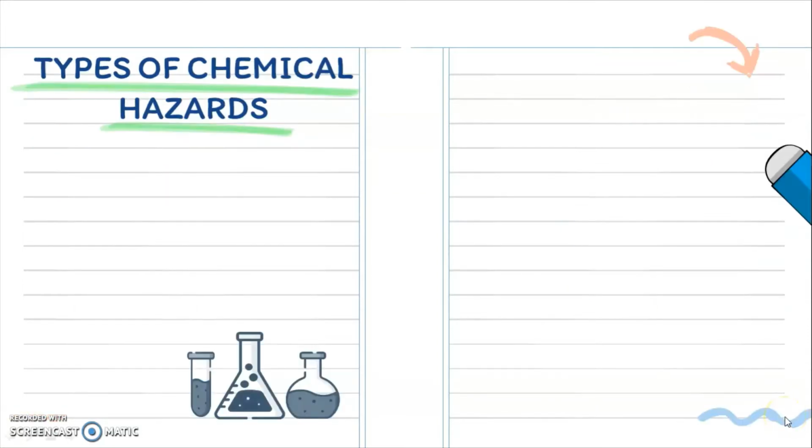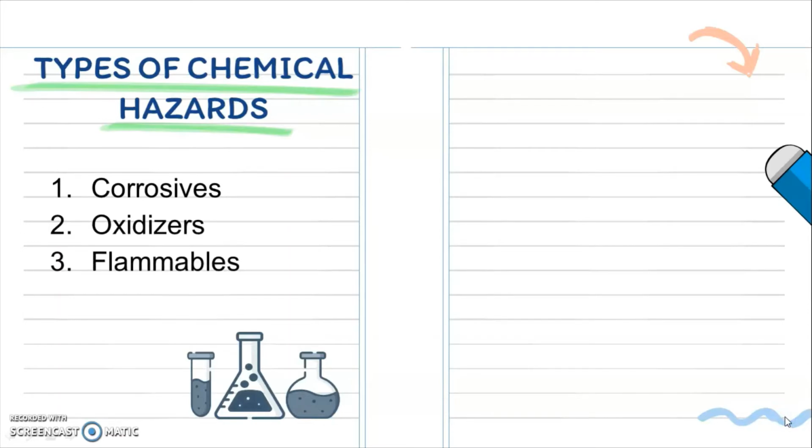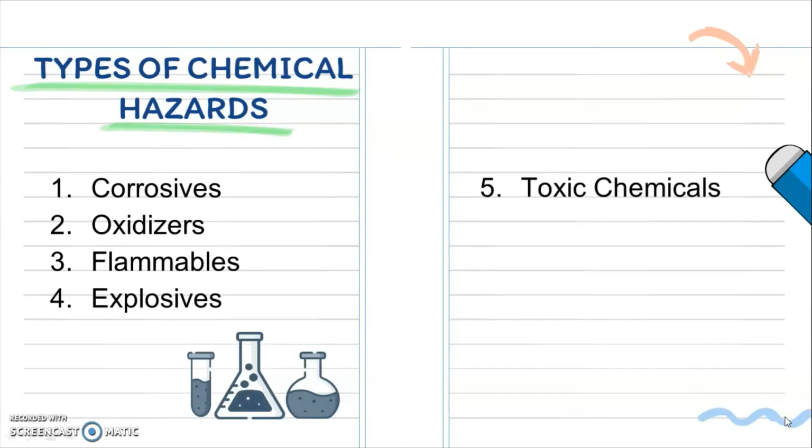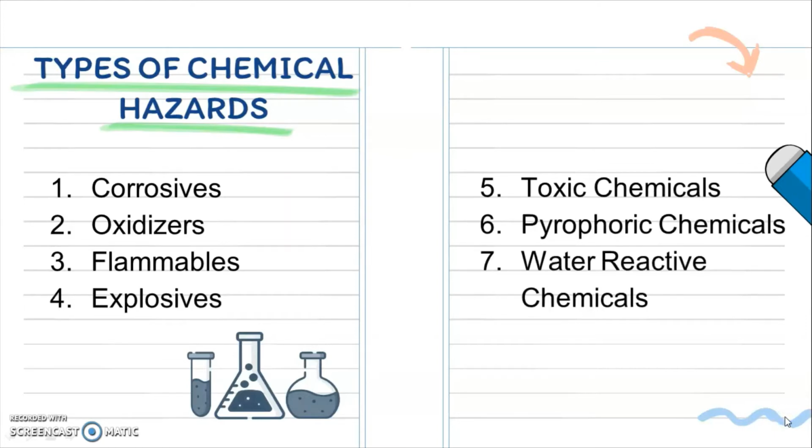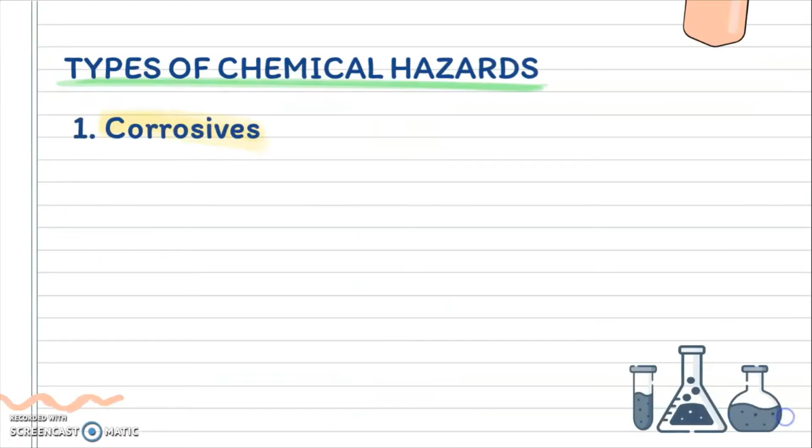But what are the types of hazards that chemicals have? We have 7 types of chemical hazards, namely corrosives, oxidizers, flammables, explosives, toxic chemicals, pyrophoric, and water-reactive chemicals. Let's discuss them one by one. Starting with corrosives.